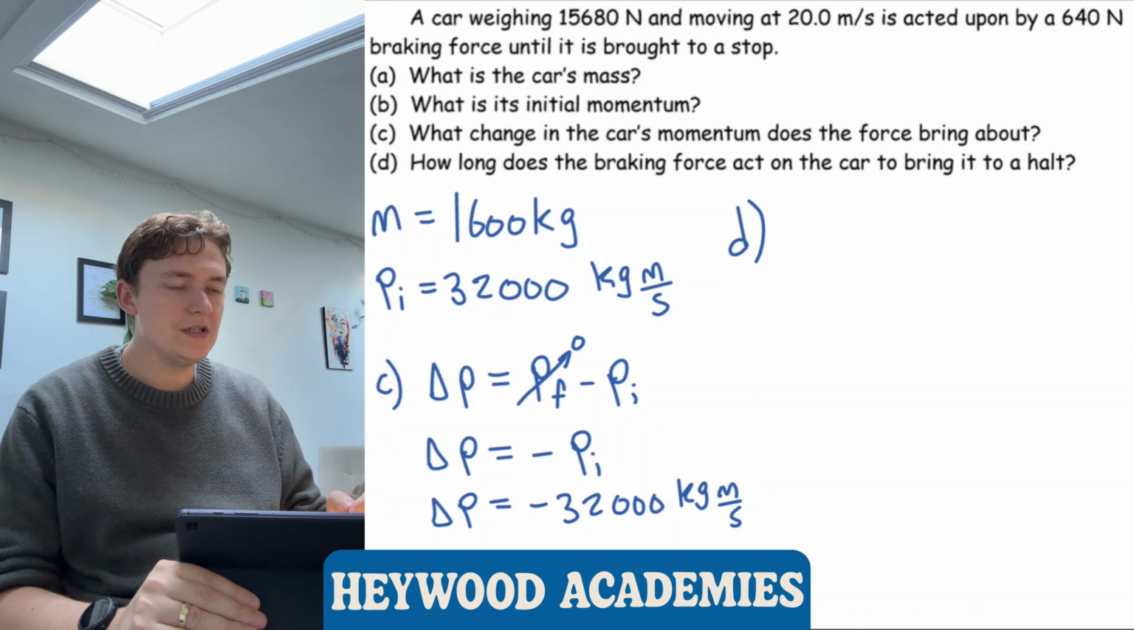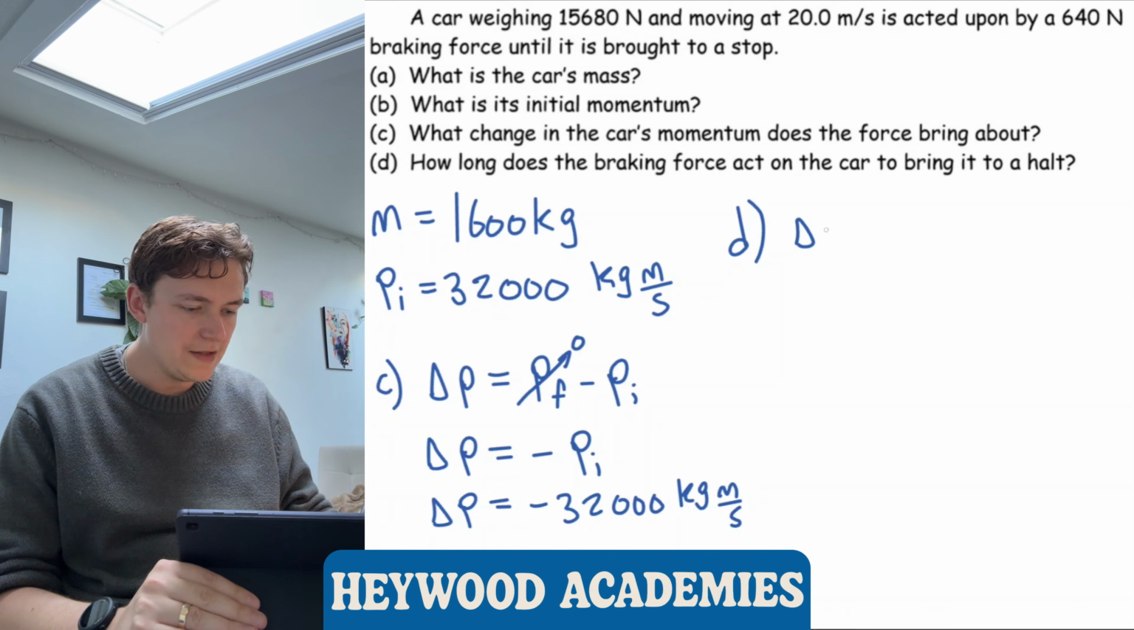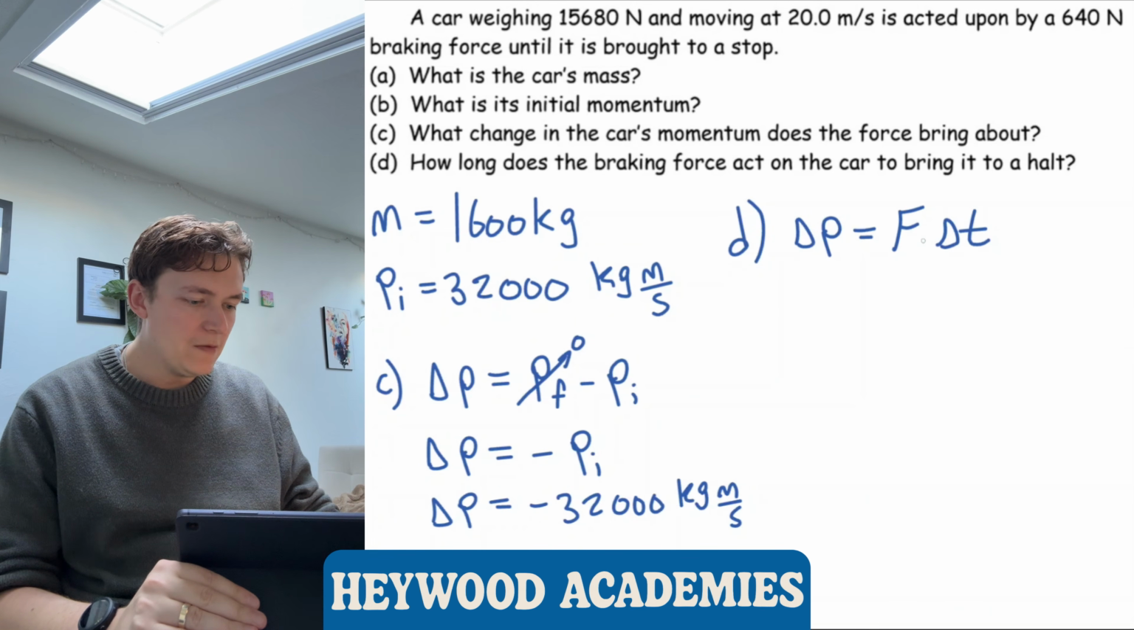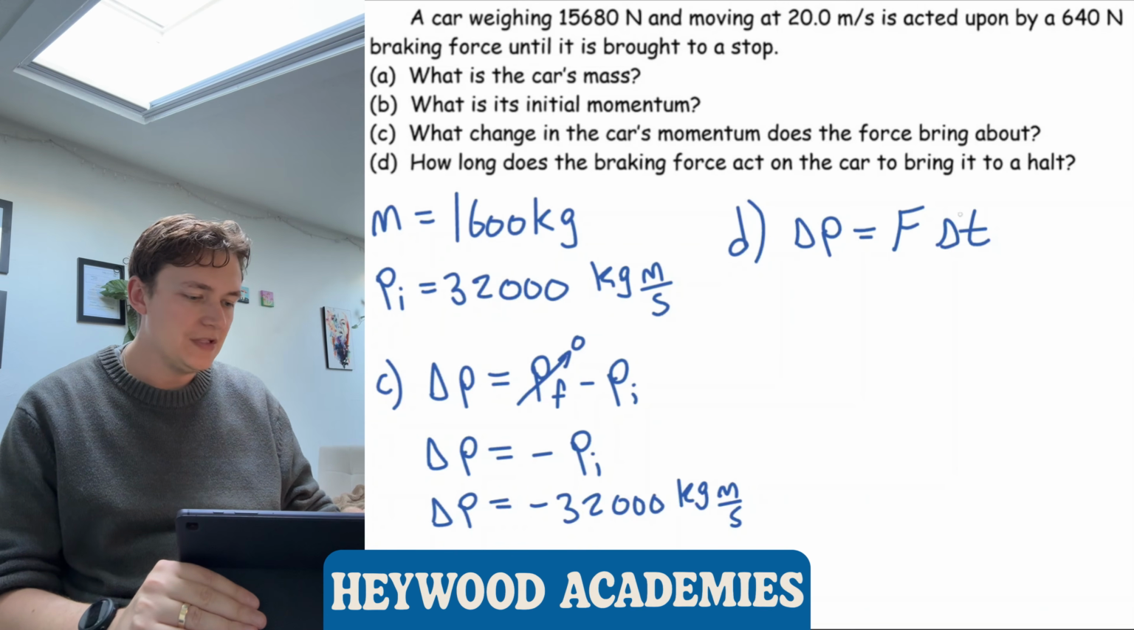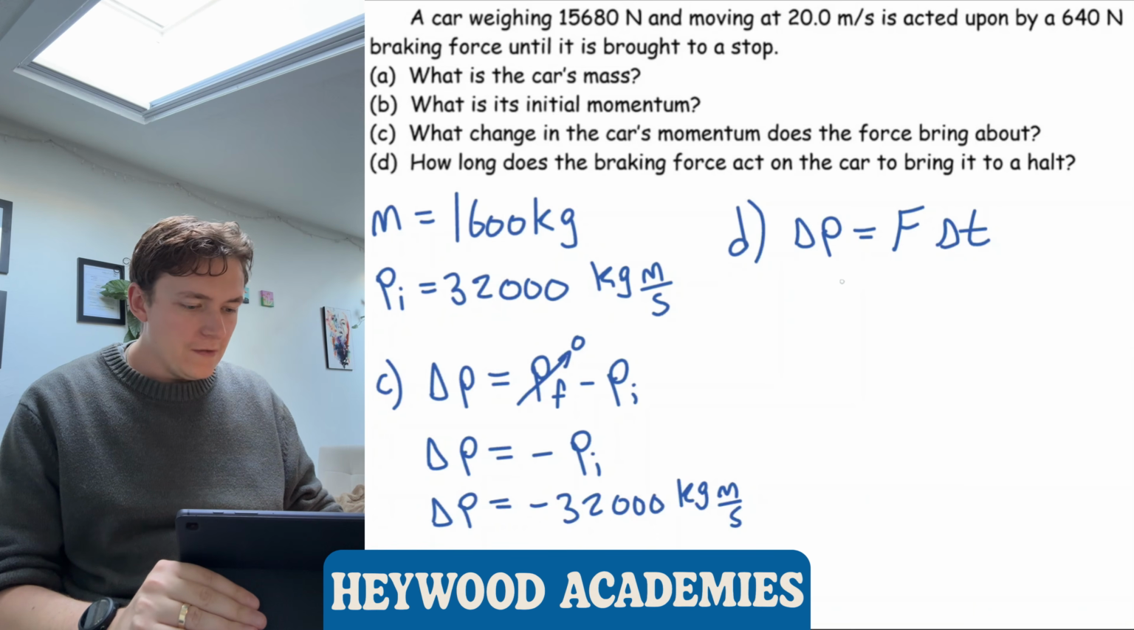Now for the last part, we just need to solve for the time. We can say that the change in momentum is force times delta t that we were using before. Sometimes they write average force in there just to say that that force has to be a constant value, but sometimes they don't, so we'll leave that out for now. Now we can solve for the time. In this case, we just need to divide by the force.